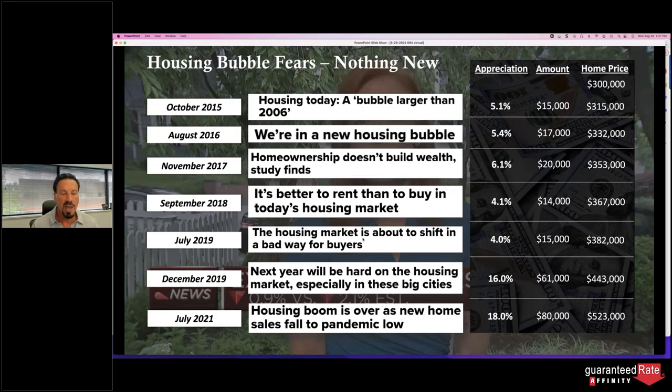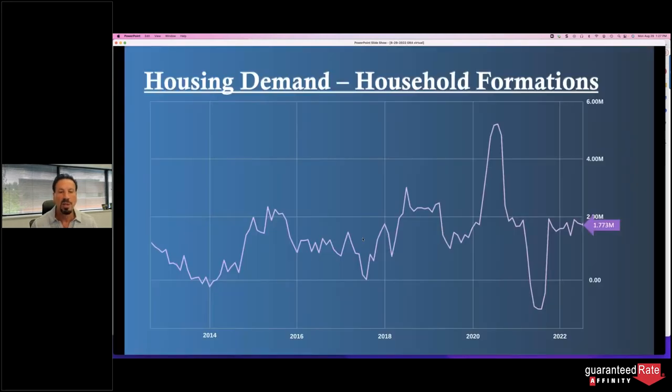We have to look at the housing market and understand what is driving it. And let's do that right now. How would we answer the question? Just like everything else, prices are determined by supply and demand. So how do you measure demand in the housing market? It's called household formations. Okay, what's a household formation?